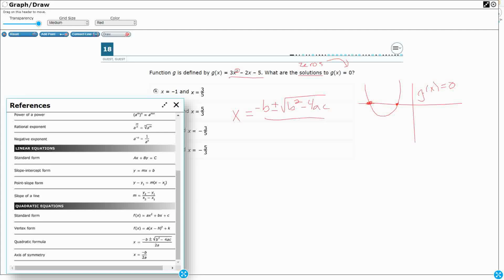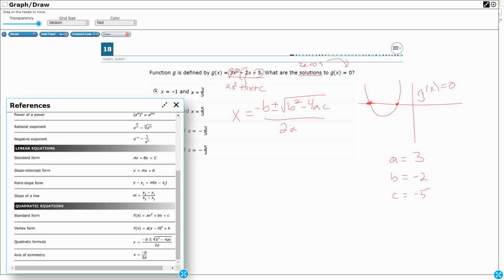over 2a. Now we have to do quite a bit of algebraic reasoning to simplify this, and we need to know what is the a, what is the b, what is the c. Well, our standard form here is ax squared plus bx plus c. So which numbers are in which positions? We're looking for our coefficients. So A equals 3, B equals negative 2 as my coefficient there, and then C is going to be that negative 5.